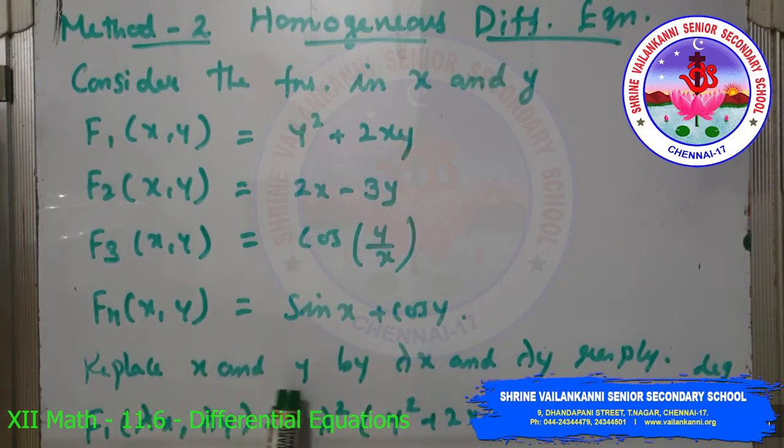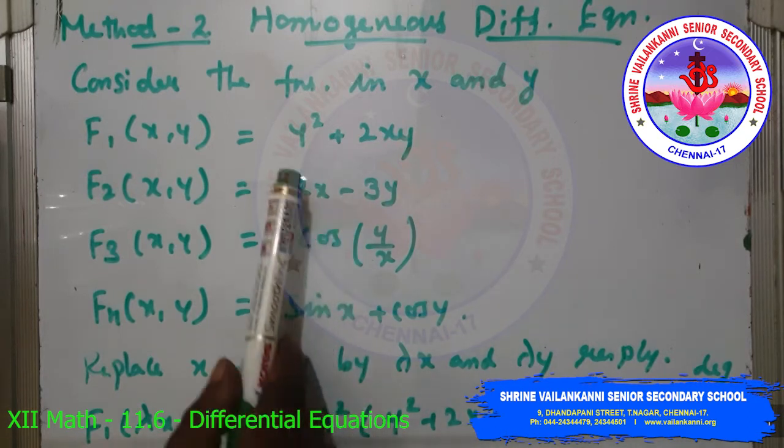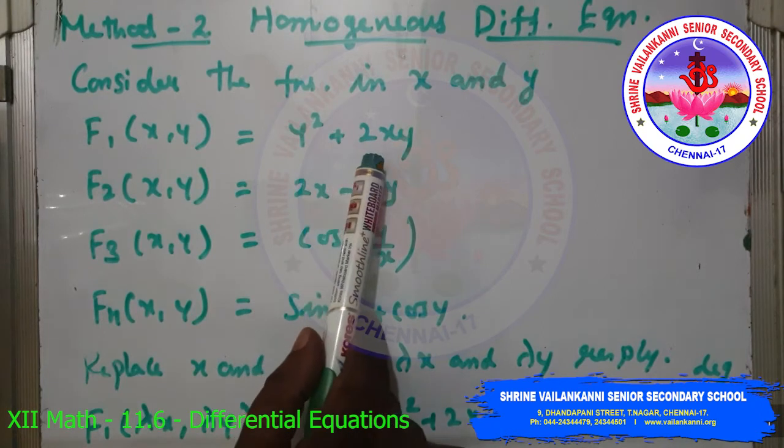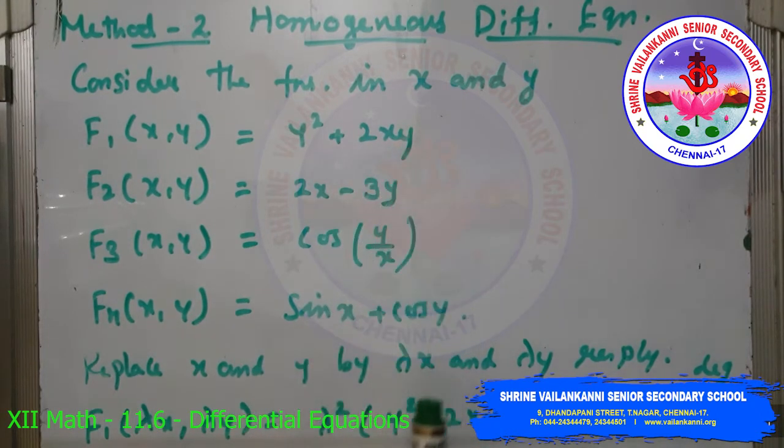So replace x and y by lambda x and lambda y respectively. So replacing x as lambda x and y as lambda y, then substituting here, lambda square y square plus 2 into lambda square xy. So lambda square of y square plus 2xy, which is equal to lambda square f1 of x comma y. So lambda square of f1 x comma y, which is of degree 2. Lambda power 2 is the degree.